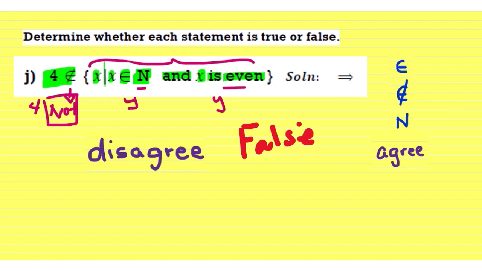So hopefully this helps you think through some of this process using the symbols of is an element of, is not an element of, and the natural numbers.